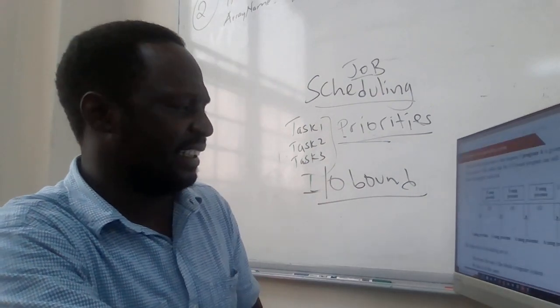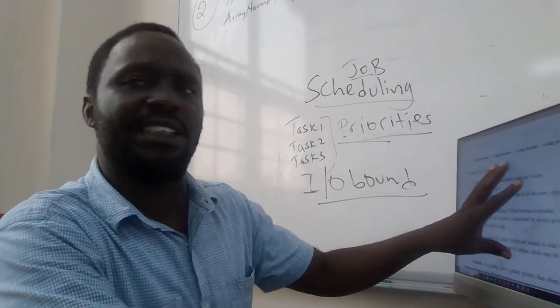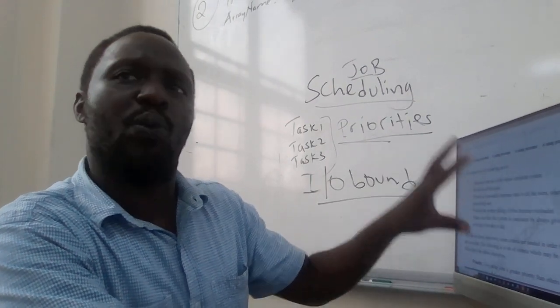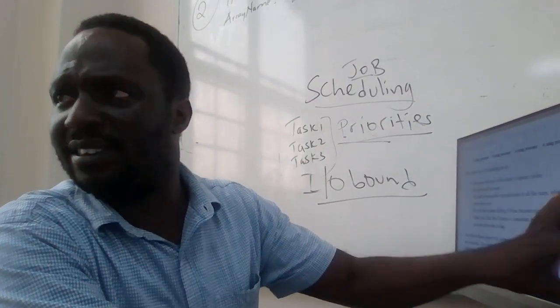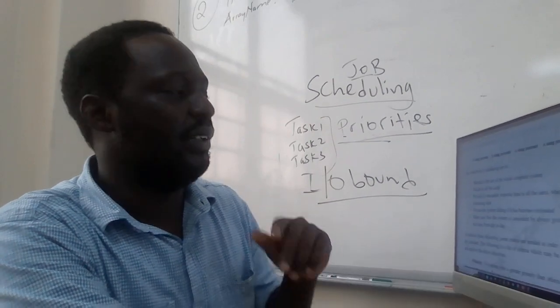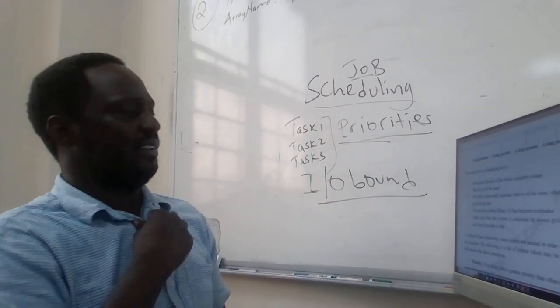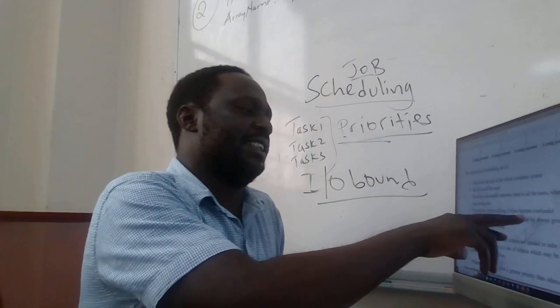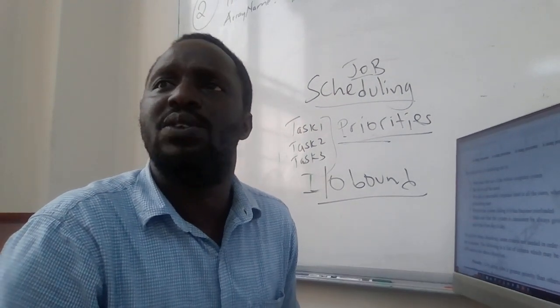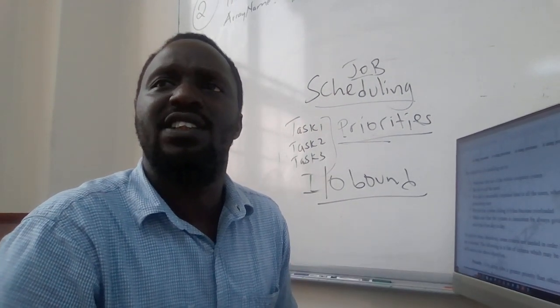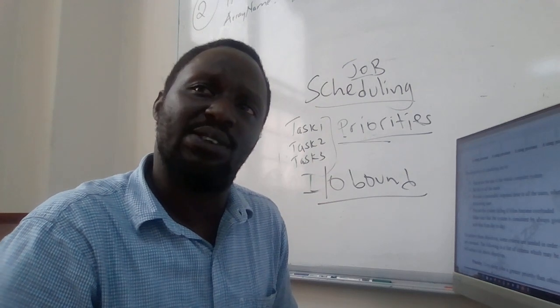Those are the factors. Next, what are the objectives of job scheduling? Why is job scheduling done? Number one, to make sure the computer is fair to all tasks.